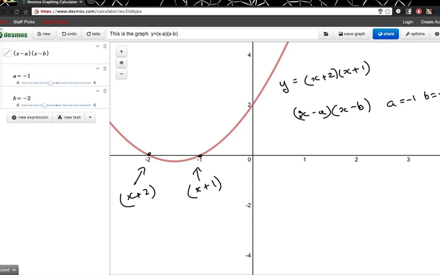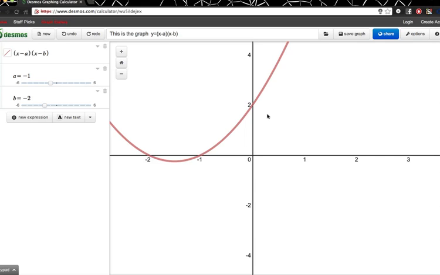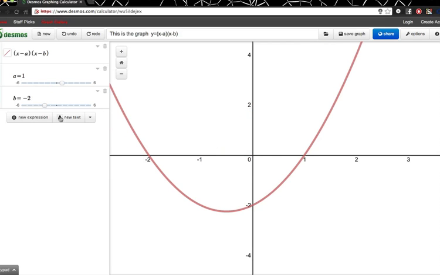So it's always a factor x minus whatever this number is. X minus minus 2, that's x plus 2. X minus minus 1, that's x plus 1. So it's basically always x minus wherever the graph crosses the x-axis to get the factors. I hope that's clear.